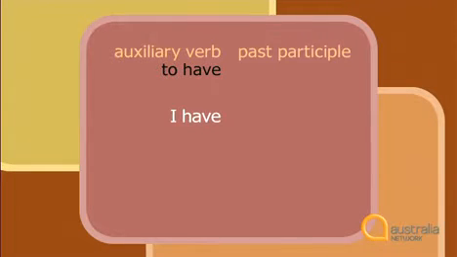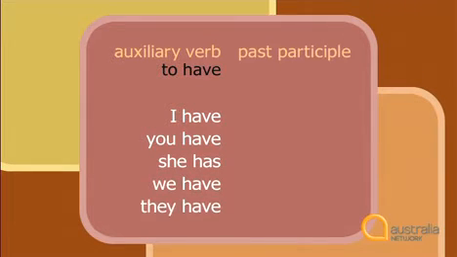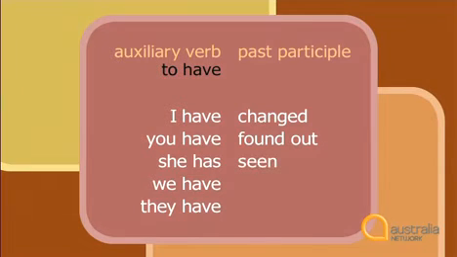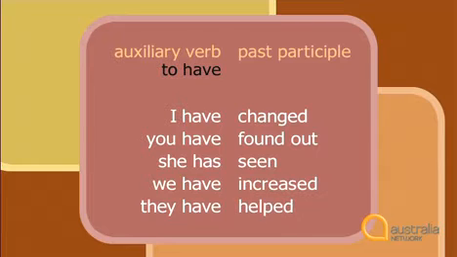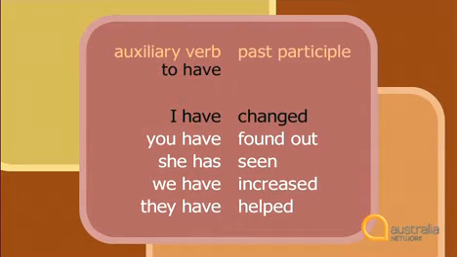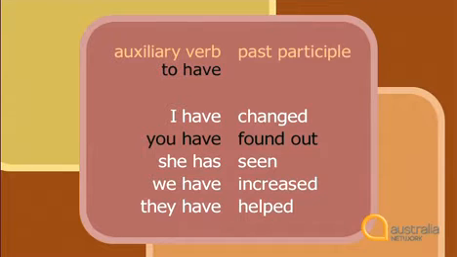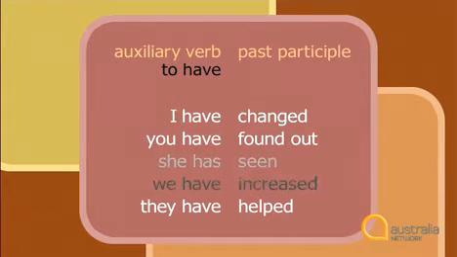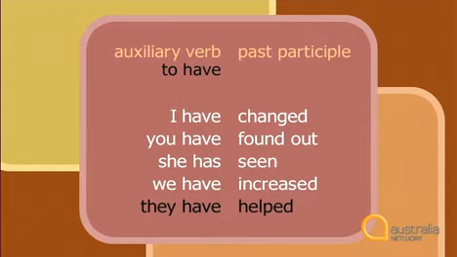Let's have a look at how we structure the present perfect tense. We use the auxiliary verb to have and a past participle. So here's our auxiliary verb, to have. I have, you have, she has, we have, they have. And then a past participle. For example, changed, found out, seen, increased, or helped. So we have, I have changed. You have found out. She has seen. We have increased. They have helped.